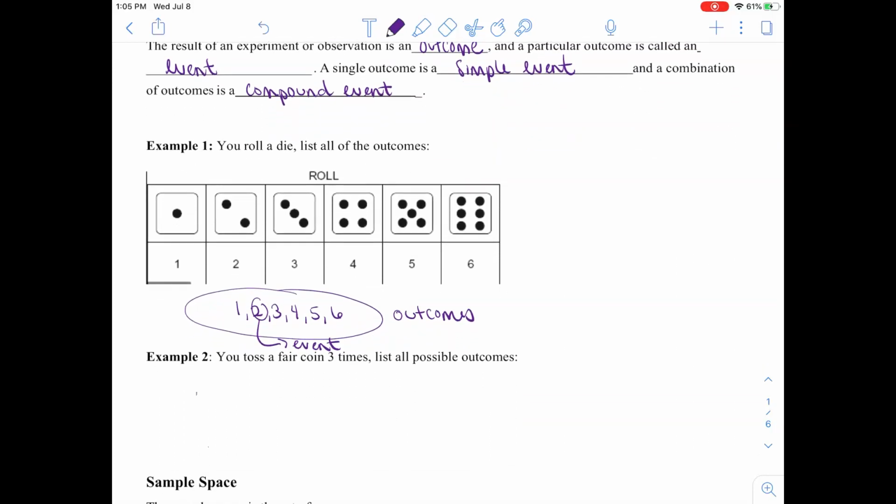Okay, now example 2 is going to be a little bit more complex because now you're tossing a fair coin 3 times, all right? And I want you to list all the possible outcomes. So one event could be, all right, you toss that coin and you get a head. Second toss, you get another head. And the third toss, you get another head. These are just all the outcomes of doing it 1 time. Or when I do it, I get a head the first time, a head the second time, and a tail. Or I could get a head, a tail, and a head. Or I could get a tail, and a head, and a head.